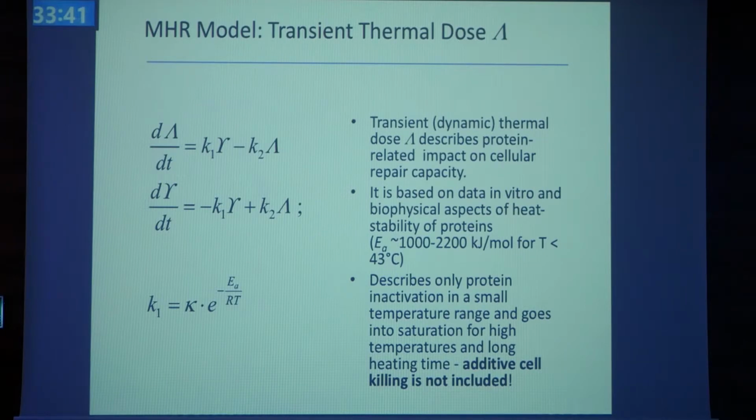For the thermal dose, we use an Arrhenius-like approach. We assume that we have the lambda quantity, which is produced by the rate constant K1. In K1, we have the inactivation energy of the proteins, then the Boltzmann constant, and the temperature. So this is an Arrhenius approach. For the inactivation energy of enzymes, there are some literature values. It's important to keep in mind that this model does not include additive cell killing. It is only meant to describe the synergistic effect.